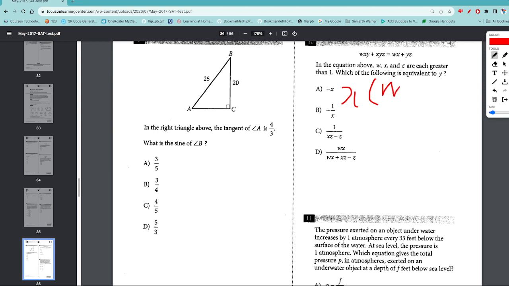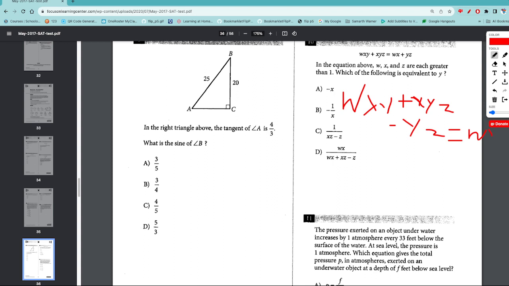What's the following is equivalent to y? What's a smart way of doing it? Oh, I get it now. We have to take all the y's to one side. I wasn't reading it right, y'all. Sorry. You get wxy plus xyz minus yz. Now you have all the y's on one side is equal to wx.